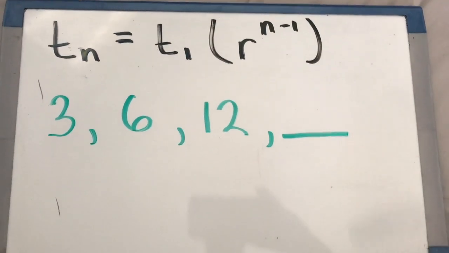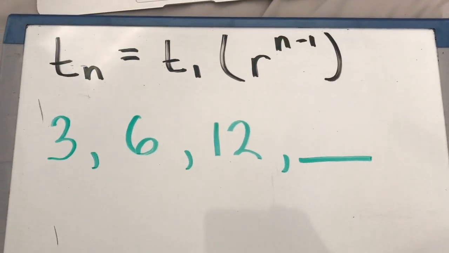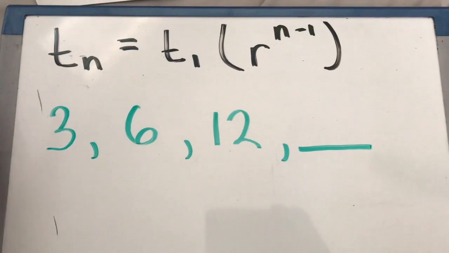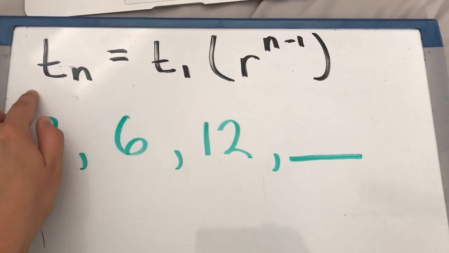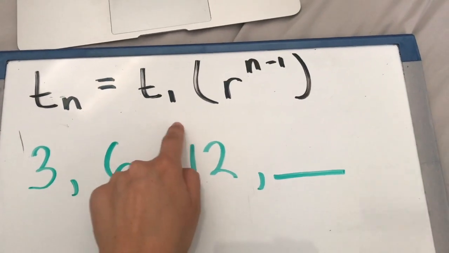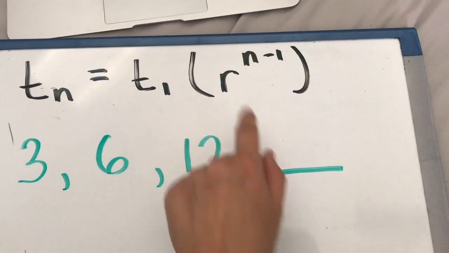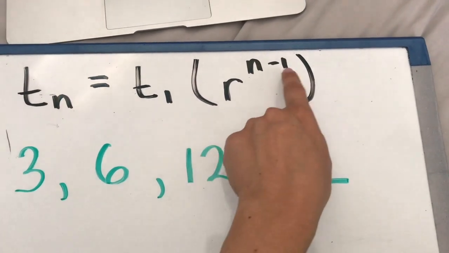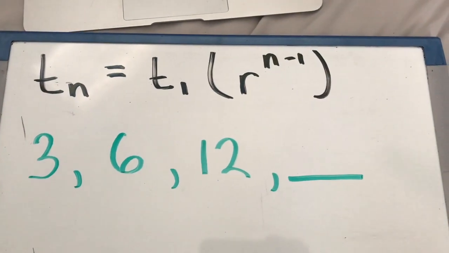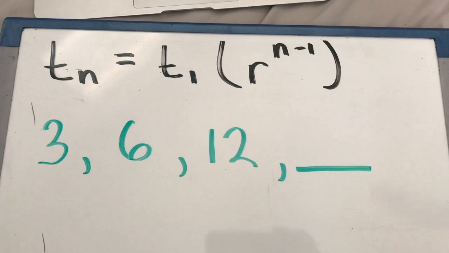Alright, so now we're going to go over the explicit formula for geometric sequences. So once again, we still have the term that we're looking for right here, t of n. And then t of 1 is still just the 1st term. And then r is the number that we're multiplying by. And then n minus 1, that's going to be in the exponent. So we have r raised to the n minus 1 power.